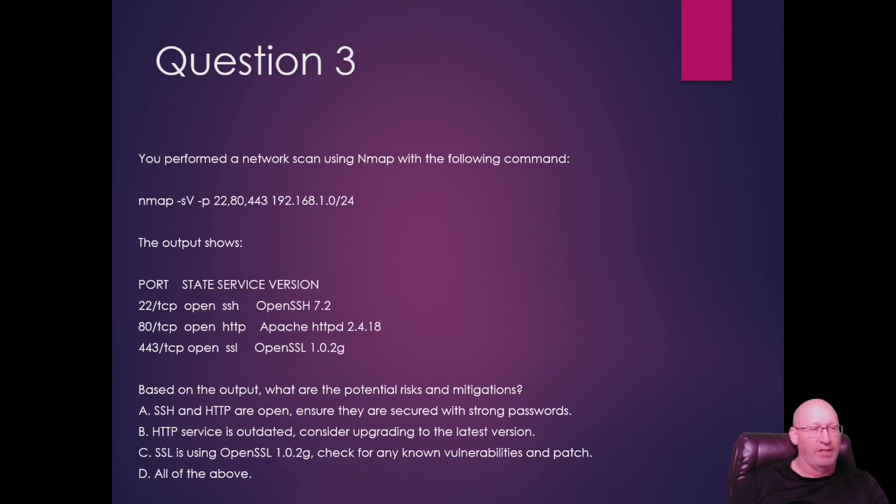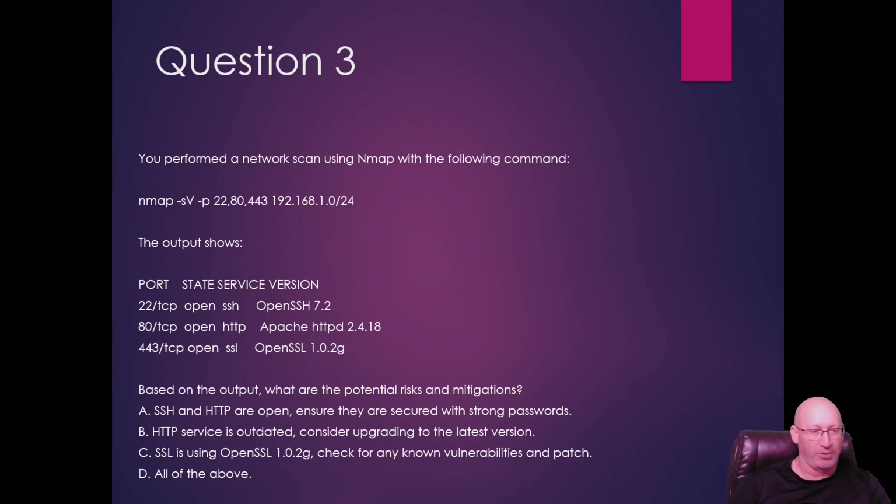Nmap -sV -p, and then we've identified some random numbers: 22, 80, and 443. I feel like you know what those are on this IP address. The output provides us 22, 80, and 443, and all that information. You have to know Nmap. So based on the output, what are the potential risks and mitigations associated with it?